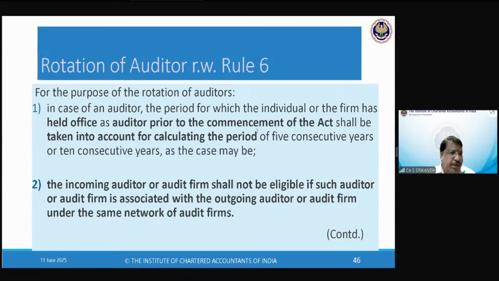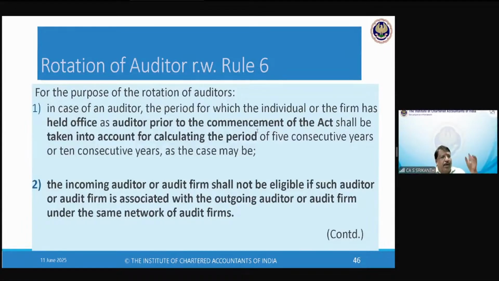For the purpose of the rotation of auditors, in case of an auditor, the period for which the individual or the firm has held office as auditor prior to the commencement of the Act shall be taken into account for calculating the period of 5 consecutive years or 10 consecutive years. I told you now, suppose he has already done 7 years. Then for calculating 10, that 7 should be considered. Then remaining 3 plus grace 3. So that grace 3 will end. See, anytime now that grace 3 will end.